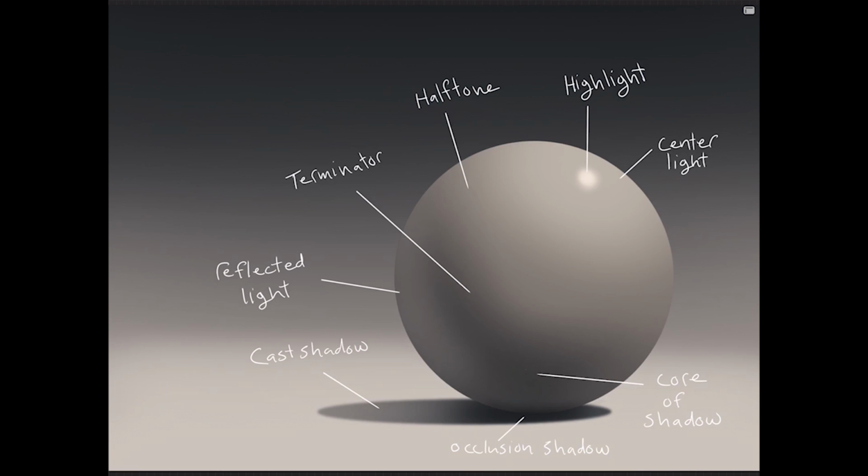Do I have my halftone somewhere in there? Do I have my highlights? Is there a center light? Where's my terminator? Do I have reflected light? Is there cast shadow where it's supposed to be? Is there occlusion shadow? Where's the core of my shadow, right?